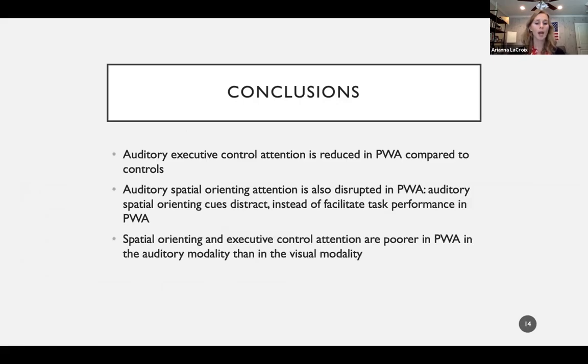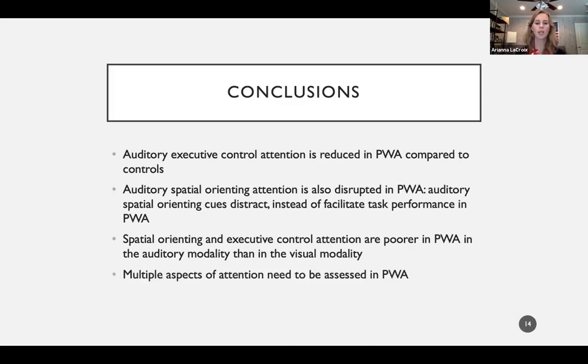And we see that both spatial orienting and executive control attention are poorer in people with aphasia in the auditory modality than in the visual modality. And we think that this is really tied to left hemisphere regions being more implicated in auditory attention. However, you certainly need future work in this area.